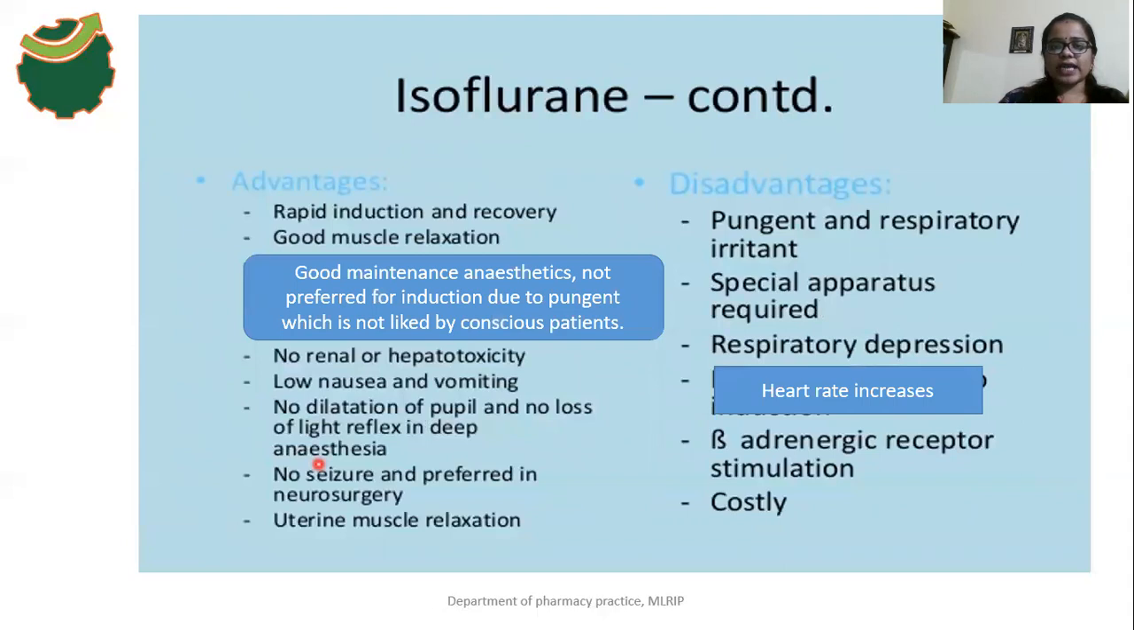What are the advantages and disadvantages of isoflurane? The advantages: it has a rapid induction and a rapid recovery. It induces good muscle relaxation, and it is a good maintenance anesthetic drug, but it is not preferred for induction.